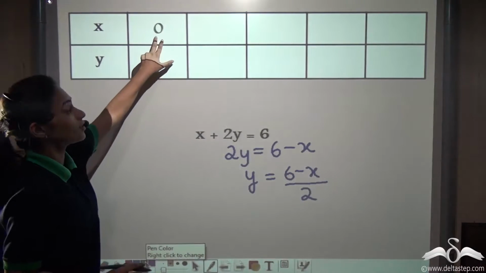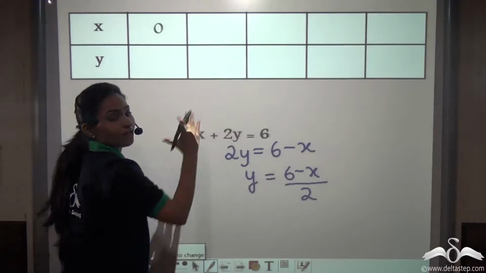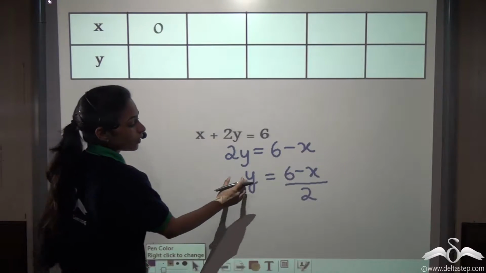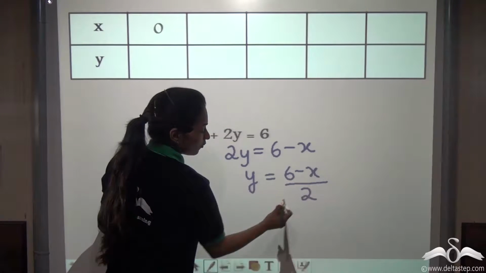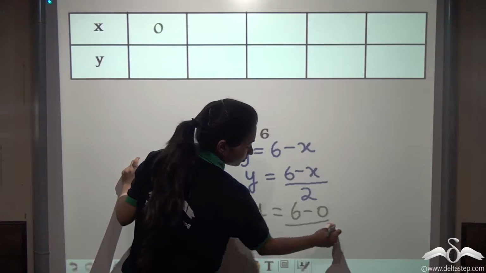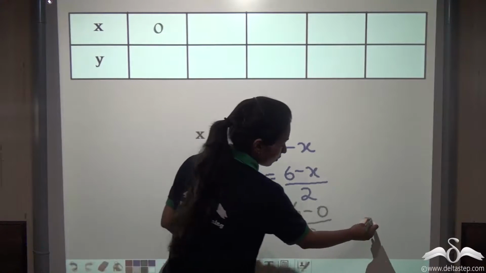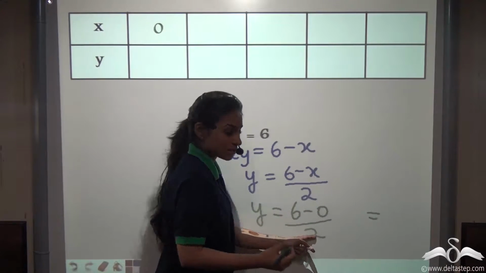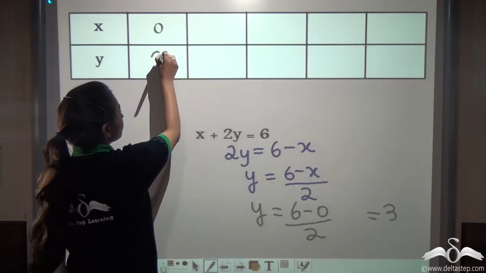So let's take the first value as 0. Whatever values we get, we'll write them in the form of a table so that it is convenient for us to look at them. So if x is 0, what will y be? Substitute 0 for x. y will be (6 minus 0) by 2. Right? Now solve this. What do you get? 6 minus 0 is 6 and 6 by 2 is 3. So if x is 0, y comes to 3.